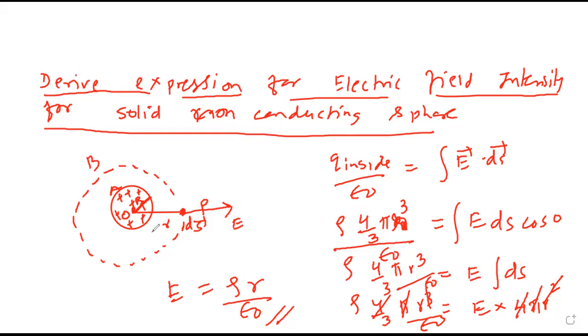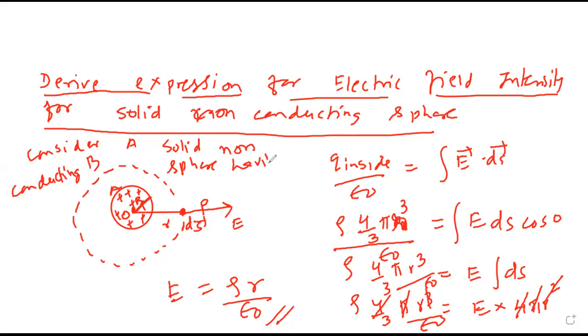Consider a solid non-conducting sphere having positive charge of volume density rho. Volume density means charge per unit volume.